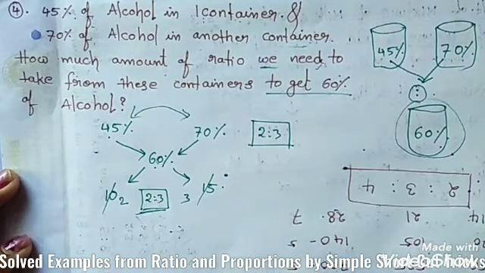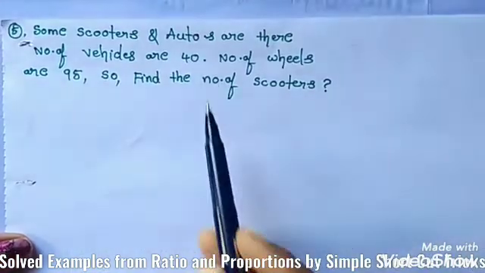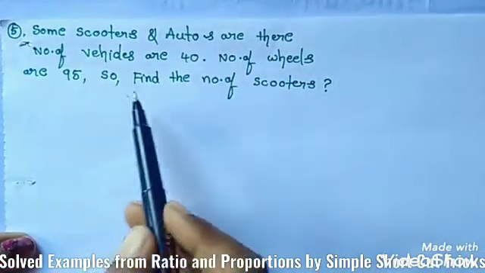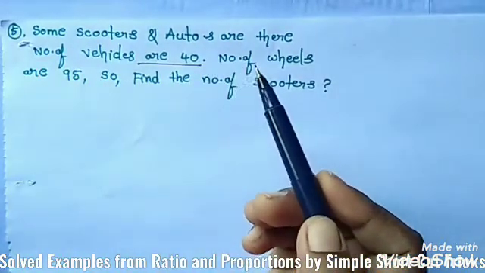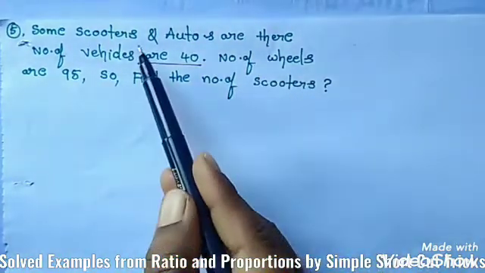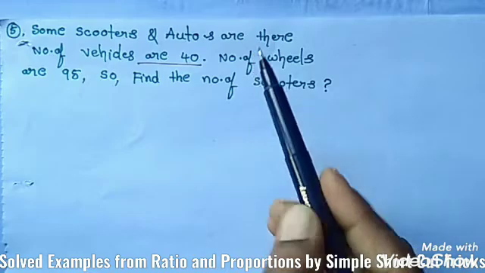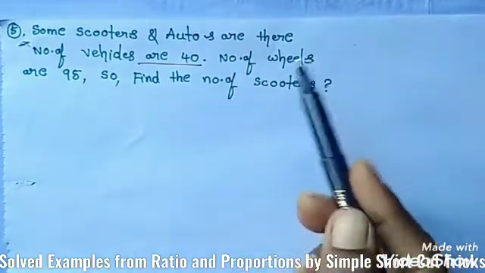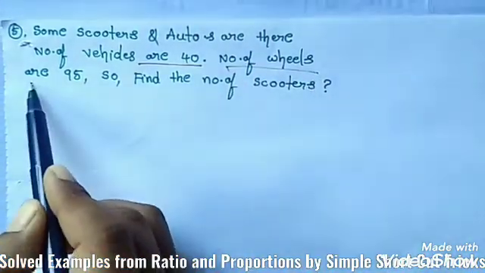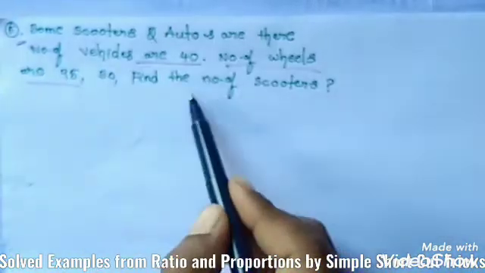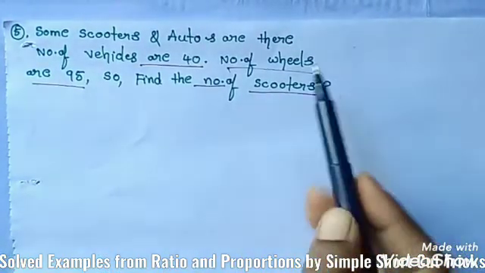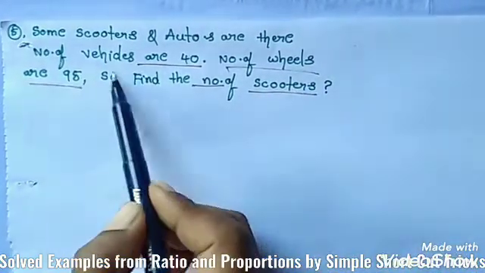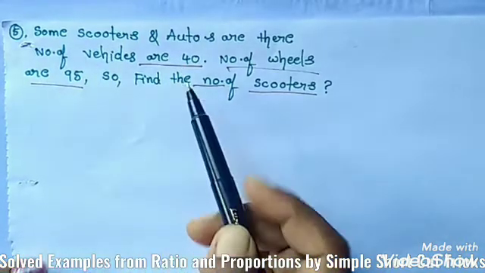Let us see question number 5. Some scooters and some autos are there. Number of vehicles are 40. They didn't mention separately how many scooters are there, how many autos are there. And number of wheels also they have given. Wheels are 95. So find the total number of scooters. So we don't know separately the number of scooters and autos. They have given the total number of vehicles, 40.